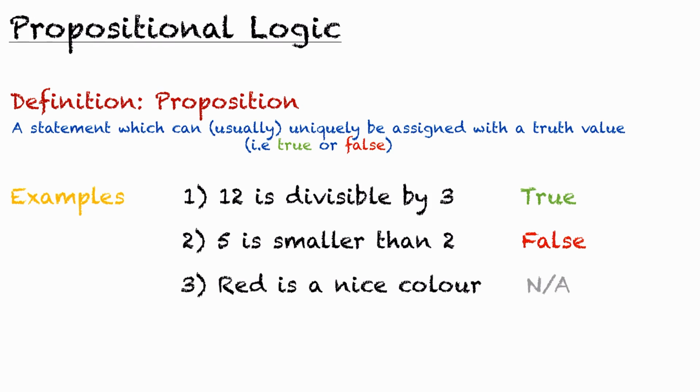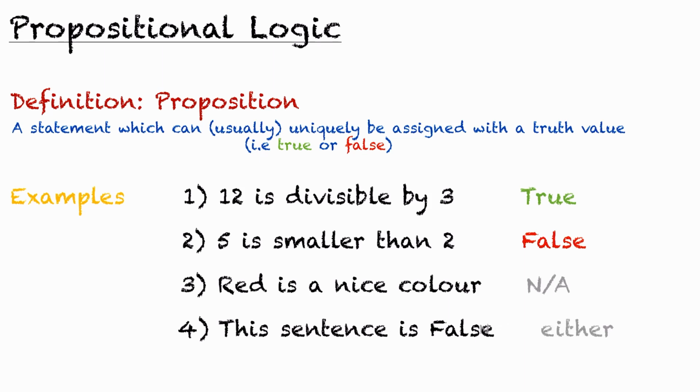And the fourth example is also why we wrote usually in the definition above. It's the sentence, this statement is false. It's a paradoxical statement since when the sentence is true, then the truth value would be false and vice versa. So here we cannot assign a truth value and so it's undefined or neither.